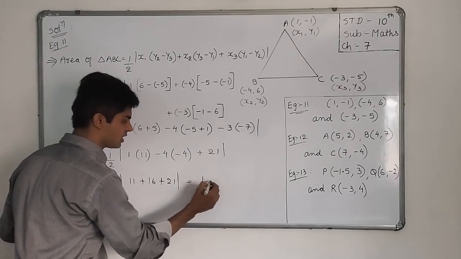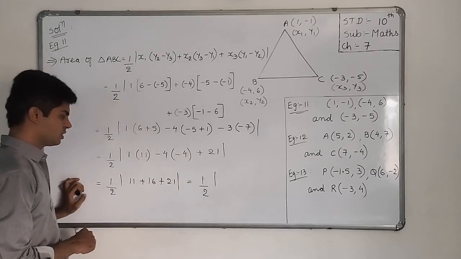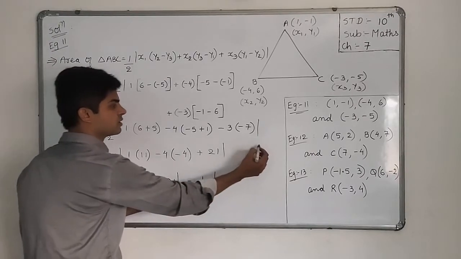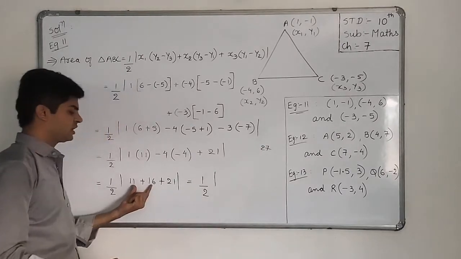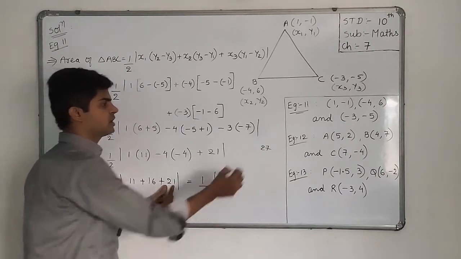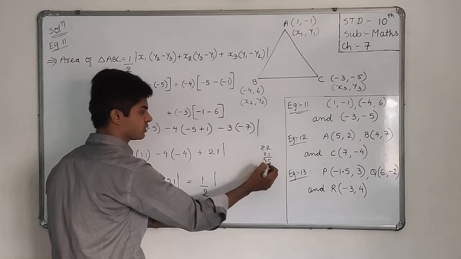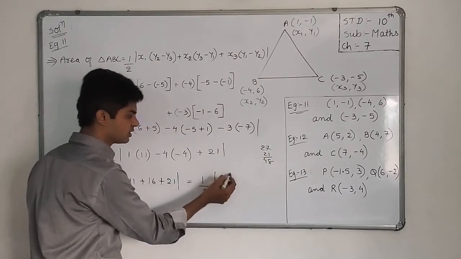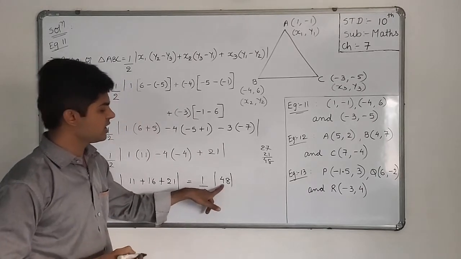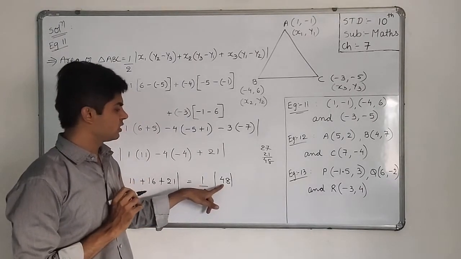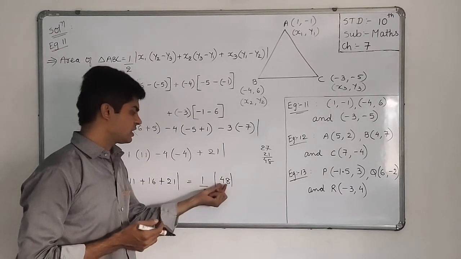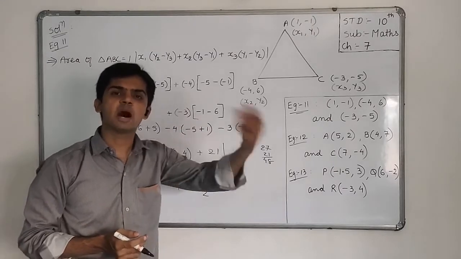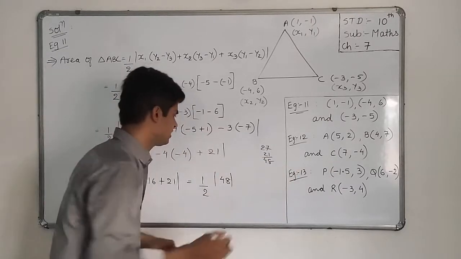Okay, 1 by 2 inside modulus 11 plus 16, that will be 27, right? 27 plus 21 will be 48. So half into inside modulus 48. Now we had understood some time before that if the value inside the modulus is positive and it comes outside, it will remain positive only, right?